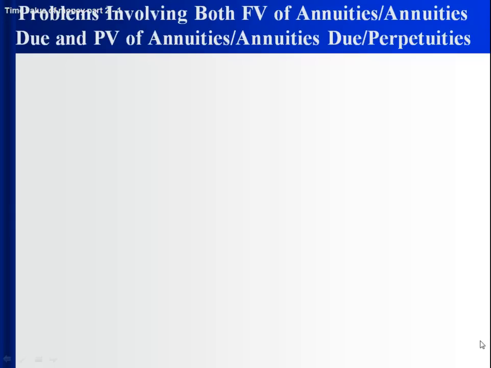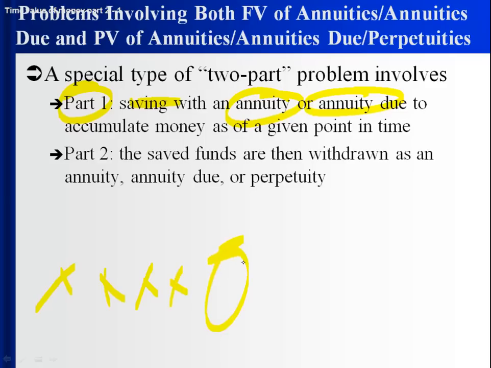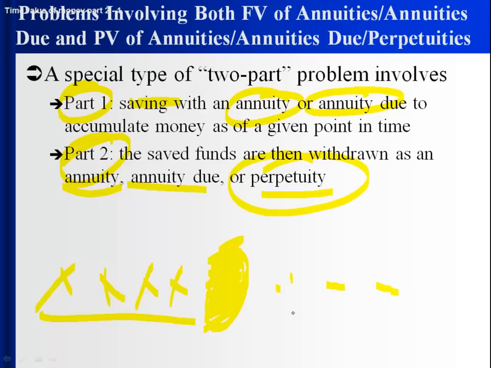I want to talk to you guys about a special kind of problem. It's a two-part problem. In part one, there's savings with an annuity or an annuity due, where you save some money and at some point in time you have money accumulated. And then in part two, you withdraw those funds as an annuity, annuity due, or perpetuity. So either you're withdrawing forever with a perpetuity or for a fixed amount of time. So, you might save for retirement and then withdraw during retirement.